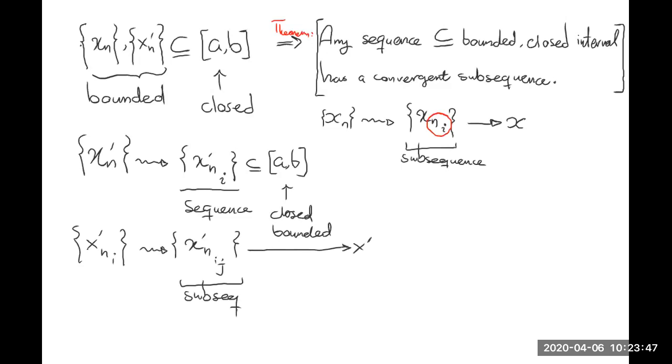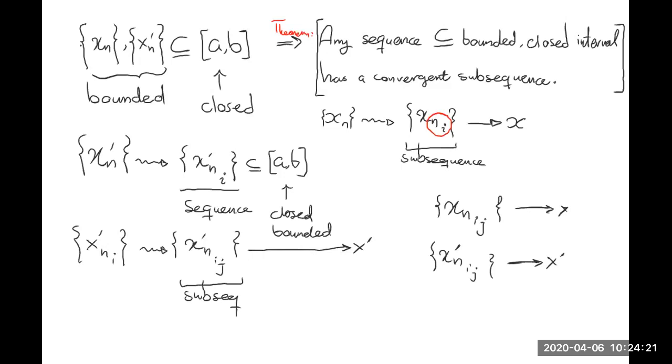So we have two sequences now. One of them is converging to x, the other one is converging to x prime. So if I look at the same indices in these two different sequences, x_{n_{i_j}} and x'_{n_{i_j}}, these are two different sequences. One of them is convergent to x, the other one is convergent to x prime.